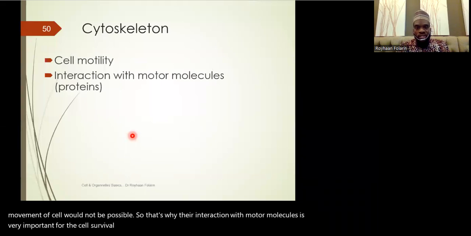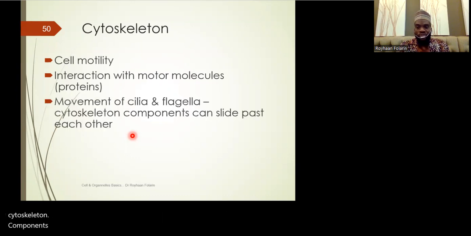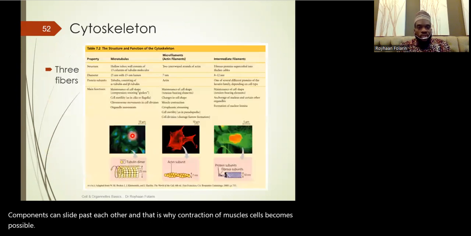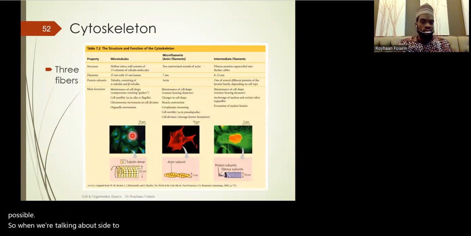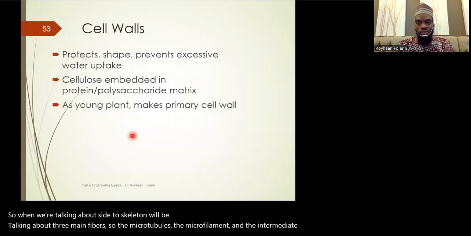So movement of cilia is by virtue of the cytoskeleton. The movement of flagella in paramecia is also by virtue of the cytoskeleton that it contains. So cytoskeletal components can slide past each other, and that is why contraction of muscle cells becomes possible. So when we talk about cytoskeleton, we'll be talking about three main fibers: the microtubules, the microfilaments, and the intermediate filaments, with their diverse peculiarities.